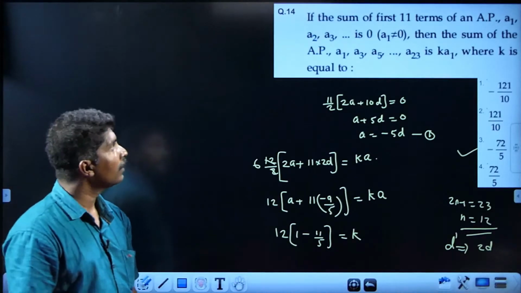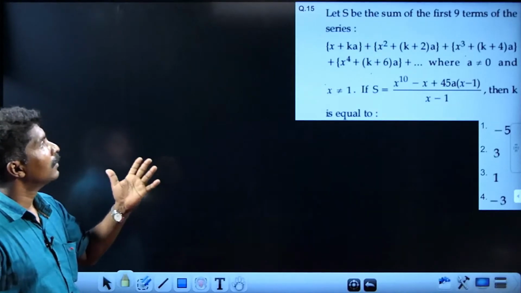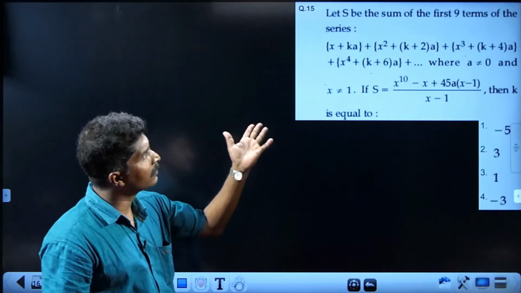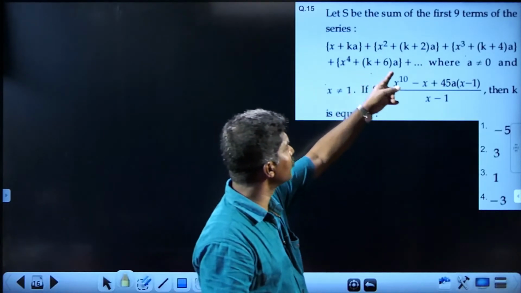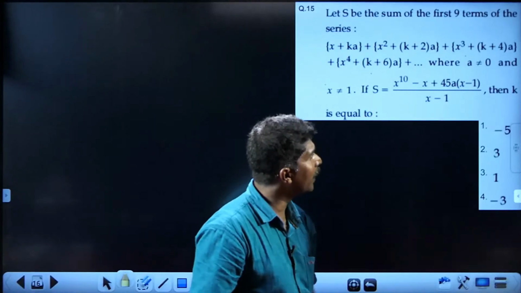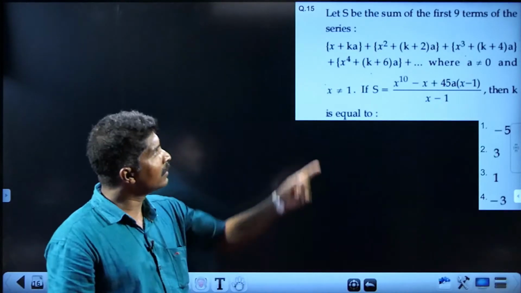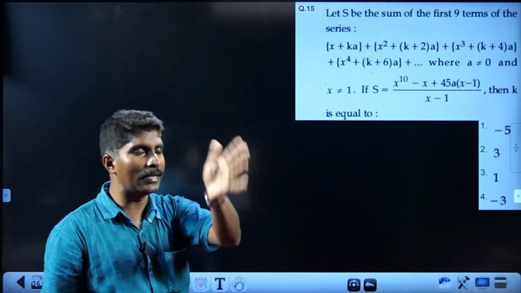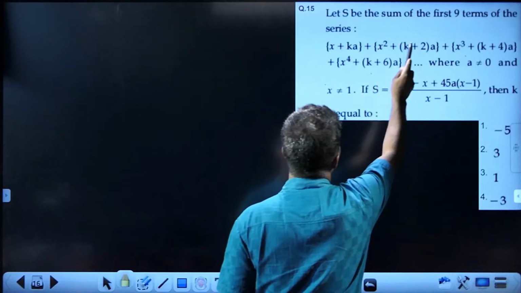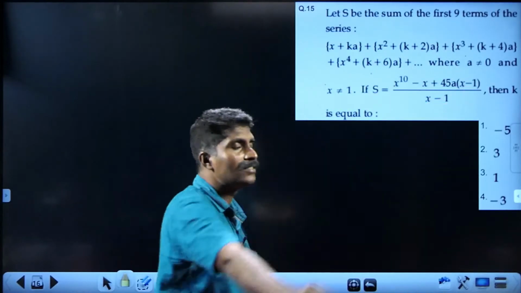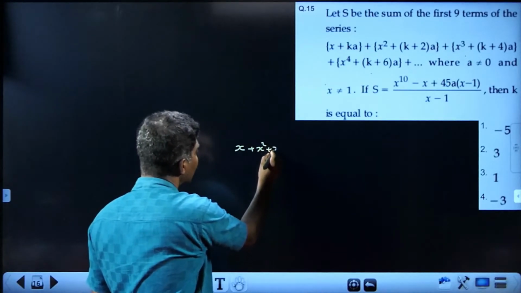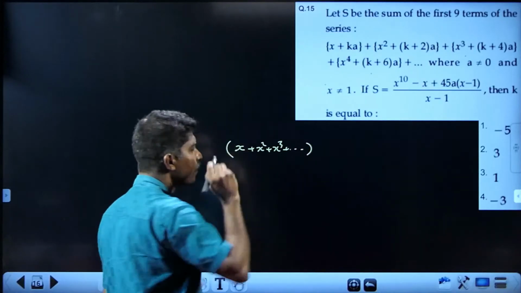Okay. Simple one. Question number 15. S is the sum of the first 9 terms of the series, and S is given as x raised to 10 minus x plus 45a into x minus 1 divided by x minus 1. On seeing this complicated expression, we may be confused a little bit, but if you carefully read it, you can see x, x square, x cube, etc. The first part is a very simple GP. If you separate this one, I can write it as x plus x square plus x cube plus etc.